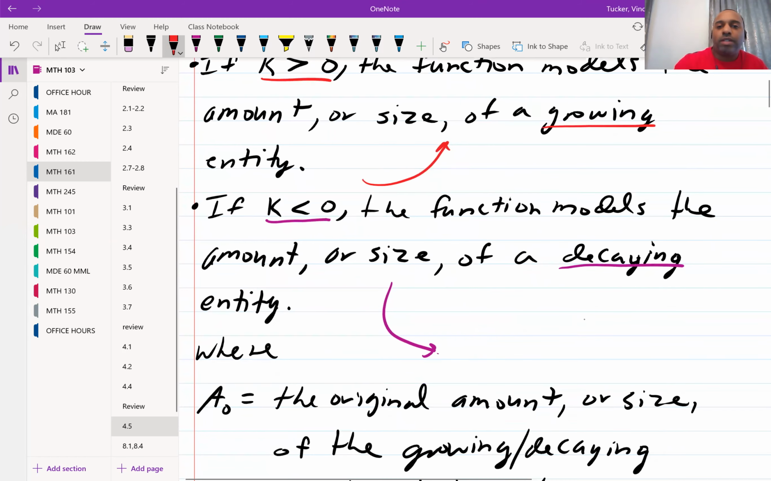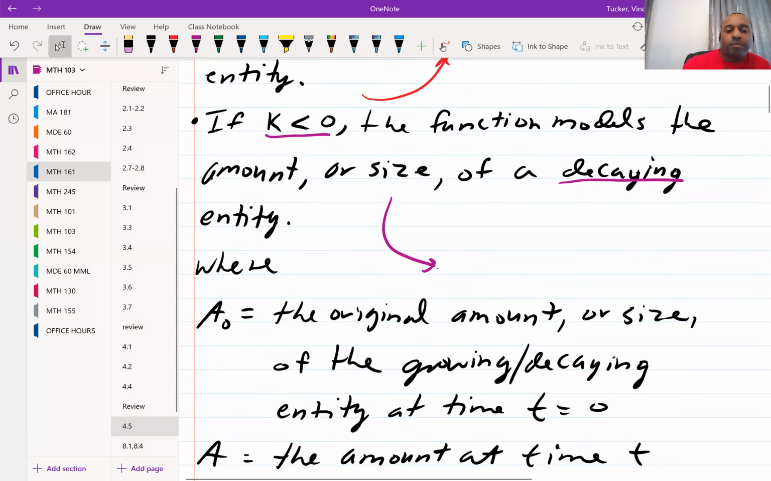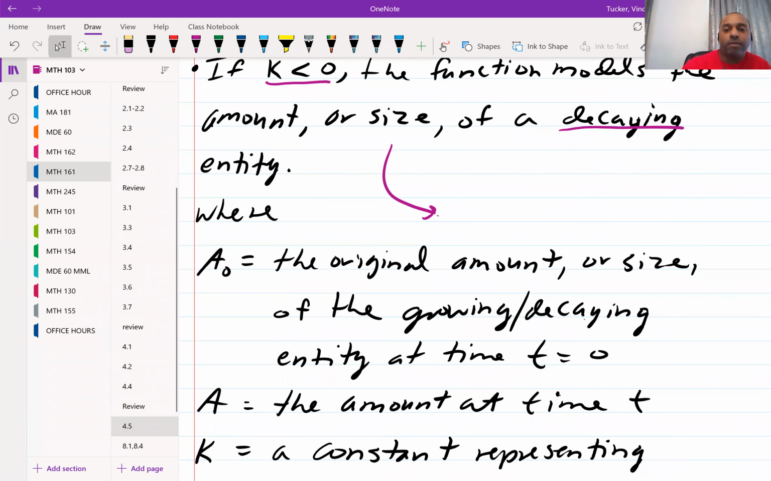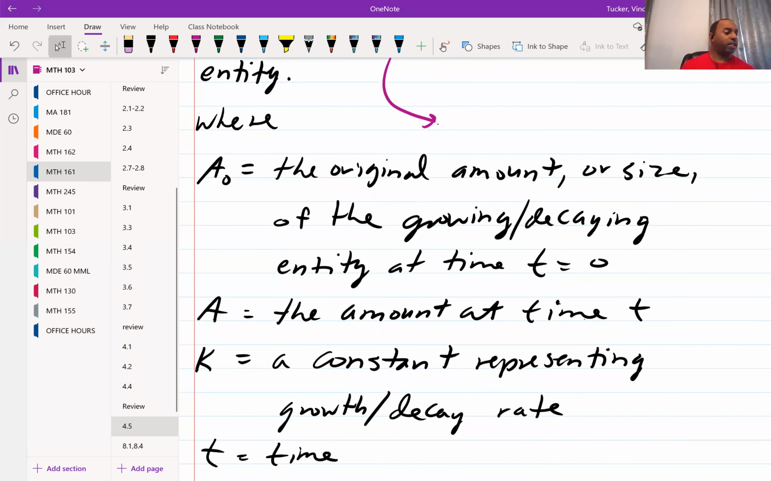All right. So these letters: a naught is the original amount or size of the growing or decaying entity at time equal to 0. A is the amount at time t. So after a certain number of years have passed, or hours, or whatever the time measurement is, at that moment A is how much there would be after that amount of time has passed. K is your constant, representing the decay or growth rate. Then, like I mentioned, t is equal to time.